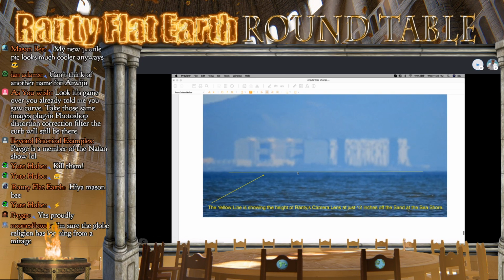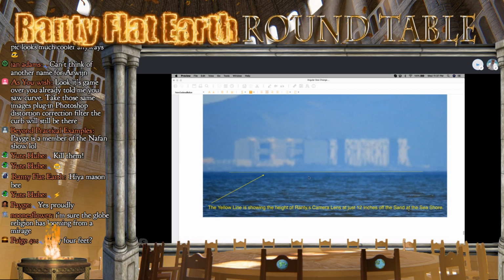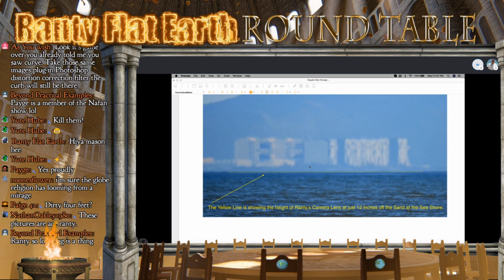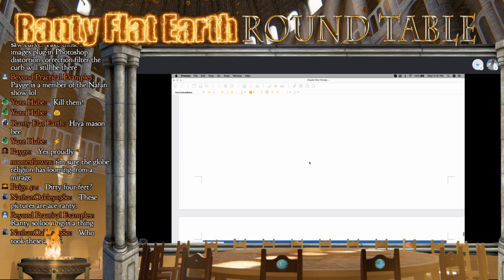There's the very bottom. I did a little yellow line showing where the camera lens would be. That's the height of his camera lens. He's seeing this, which is about 13, 14 miles away. Not Barrow Town Hall, which is 18 miles away.